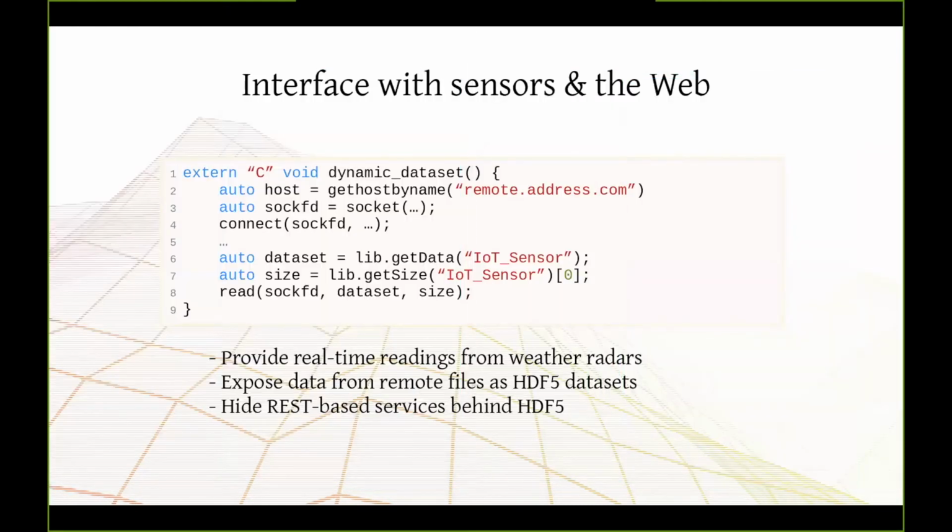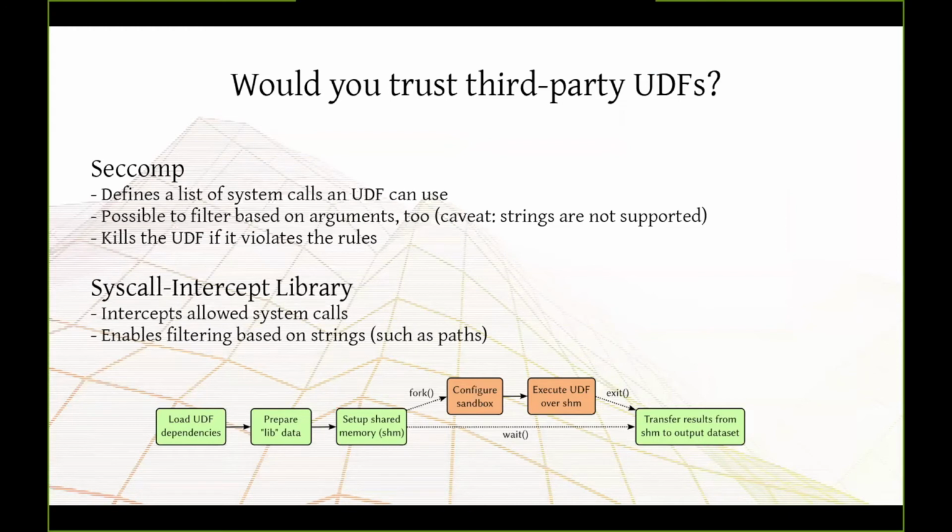So one thing that you may be wondering is, okay, so I'm reaching out to the internet. So aren't there any problems regarding security? So yes, of course, once you have a UDF coming from an untrusted party, who knows what's going to happen. So we are actually executing the UDF under a confined environment. So we sandbox it using seccomp and a library from Intel called syscall-intercept. So with seccomp, we create an allow list of system calls that the UDF can execute. If it executes something else, then we kill it.